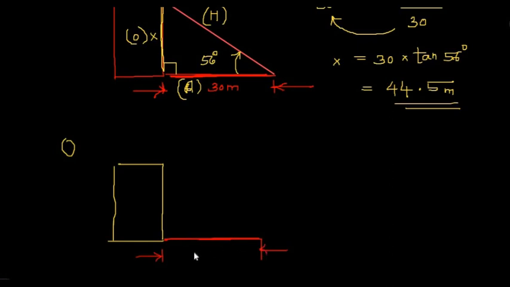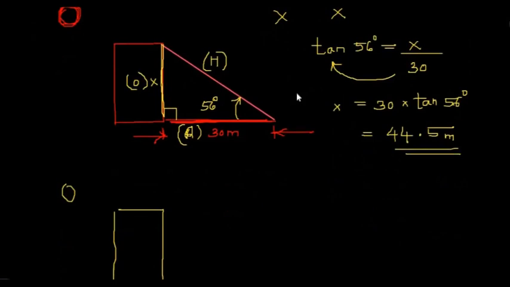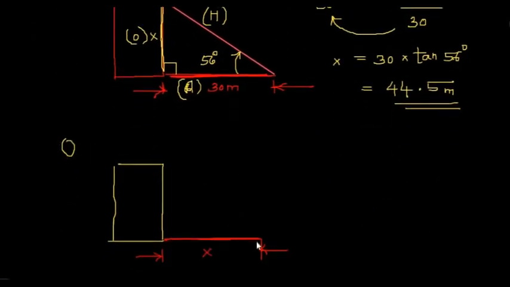So we can take the shadow now as x, and now they have given the angle of elevation of the sun to be 32 degrees. That means the angle made by the sun with the ground. So let me draw a line. You can take it this way. So this is the angle of elevation. They have given here as 32 degrees. So we have to find out now the length of the shadow.